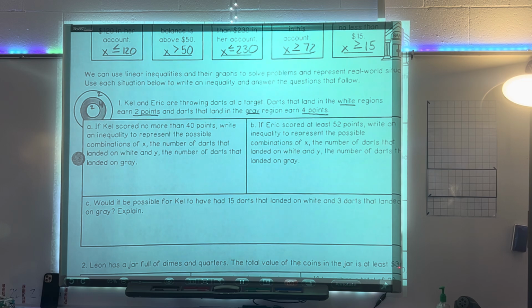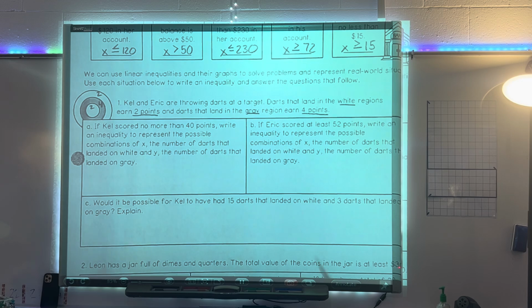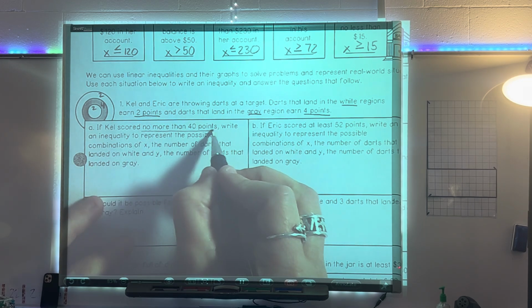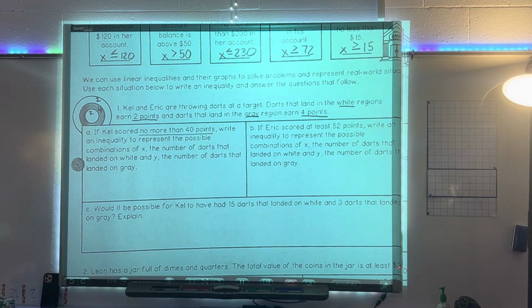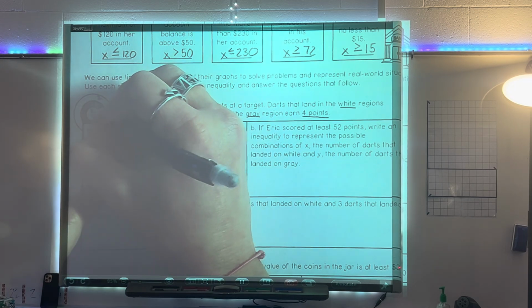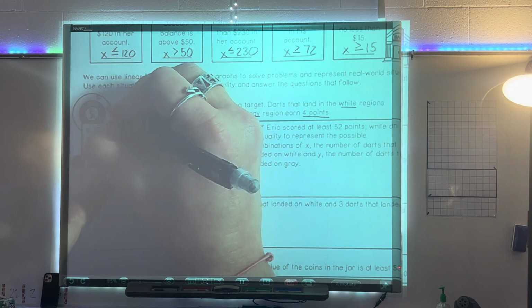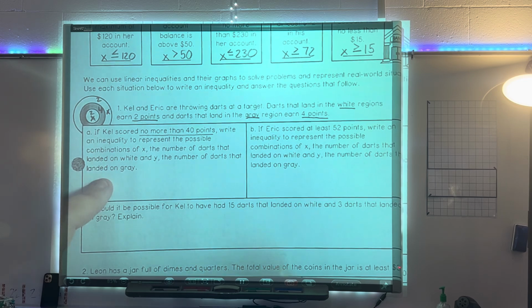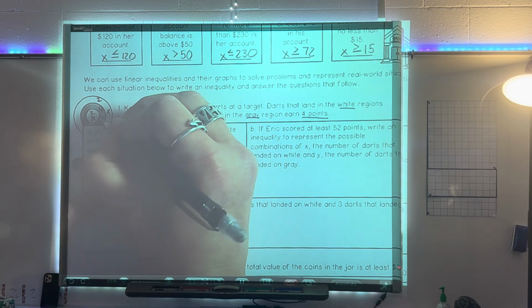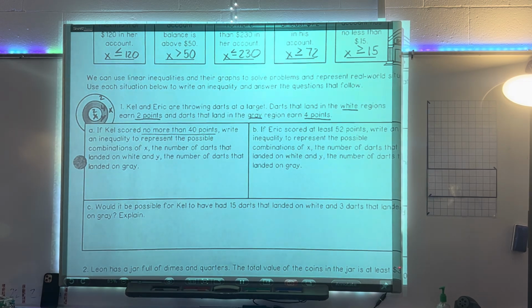Okay. All right. Then in part A, it says if Kel scored no more than 40 points, write an inequality to represent the possible combination of X, the number of darts that were white. So white is X. I'm going to put that there, which is usually the first one they give you. And then Y, the number in the gray. If they don't tell you which one is X and Y, and a lot of times they do but sometimes they don't, whichever one is listed first is going to be X. Everybody okay there?